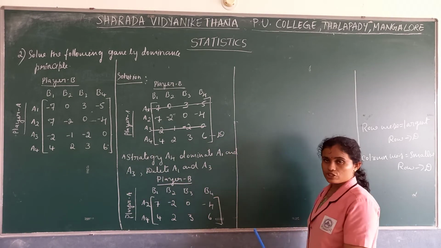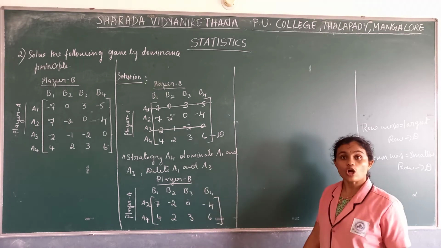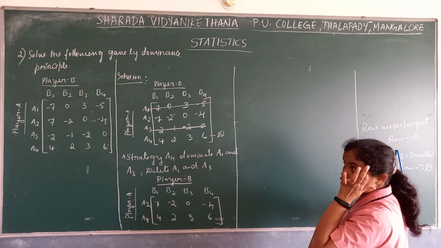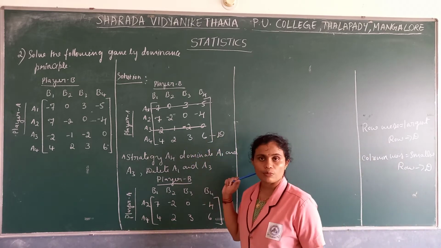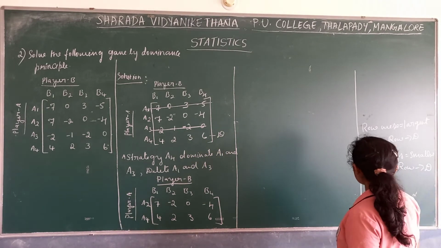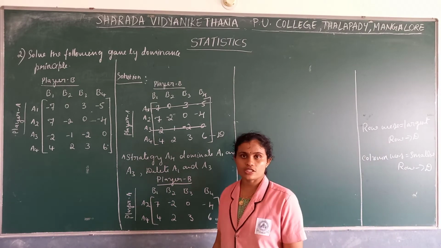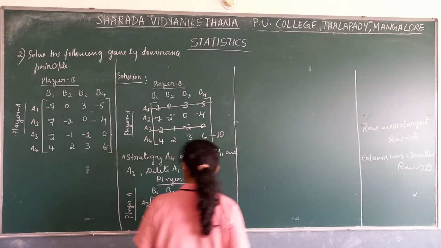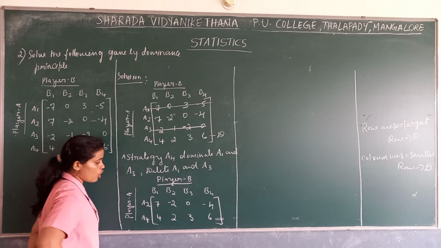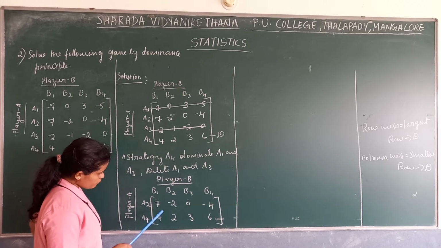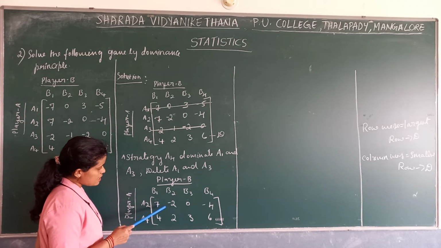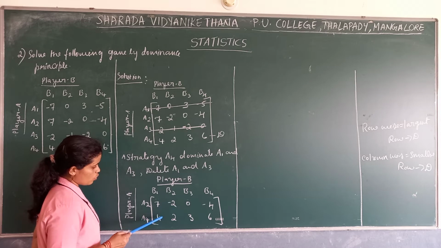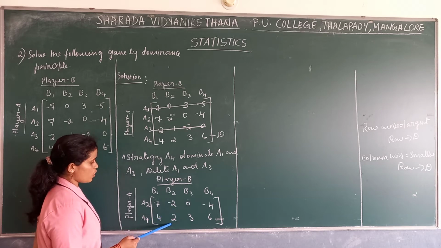Now row wise comparison is over. Now we have to compare column wise. What did I say? Row wise, the largest row is the dominating one. But column wise, we need to see which is the smallest column. The smallest column dominates the other one. Start with 7 and -2, which is smaller? Here -2 is smaller. 4 and 2, which is smaller? 2.